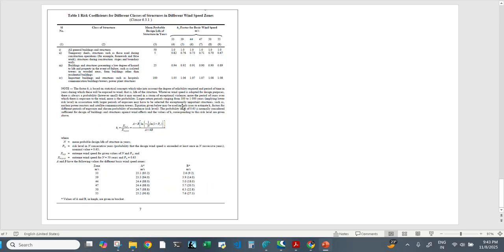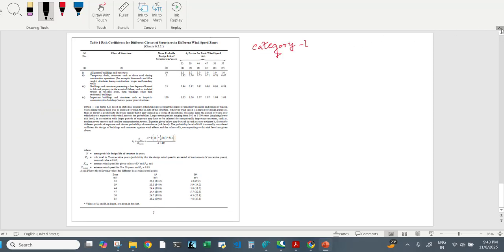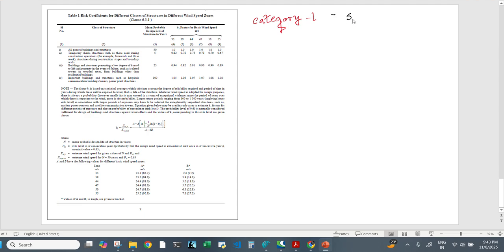So for category 1, we will take it as sea coast, flat plains. z01 is 0.002 meter. This is the aerodynamic roughness coefficient.